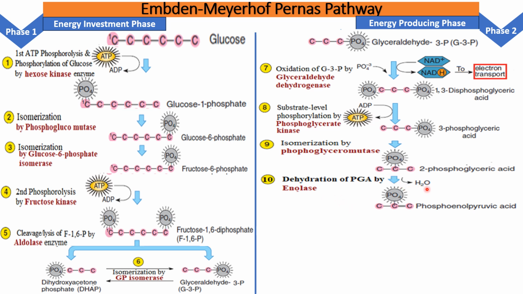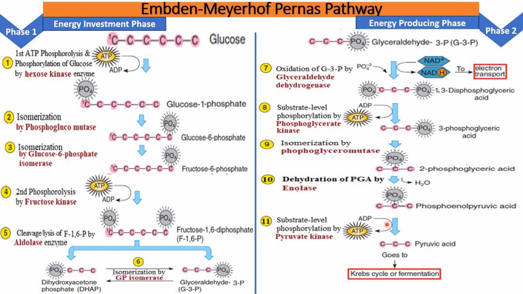So by removing a molecule of water, the 2-phosphoglyceric acid becomes phosphoenol pyruvic acid, which is an unstable product, and therefore it easily liberates the high energy phosphate group, which is being transferred to ADP to produce ATP through another substrate level phosphorylation under the action of the enzyme pyruvate kinase. And the final product that will be formed is pyruvic acid, which is the end product of glycolysis.